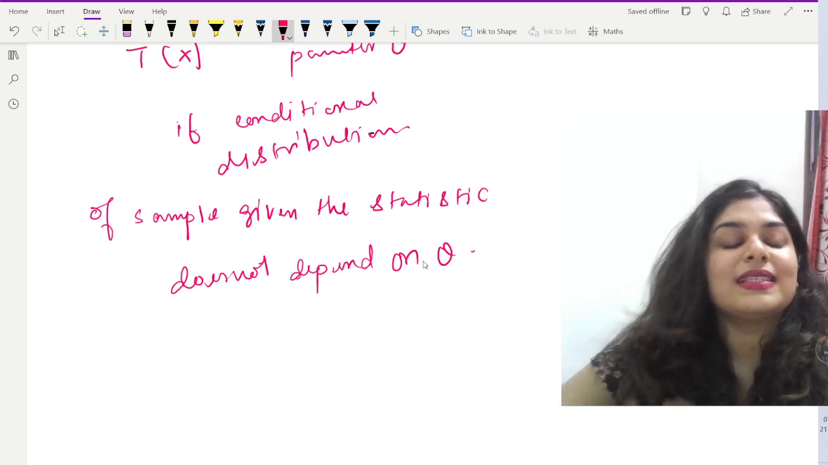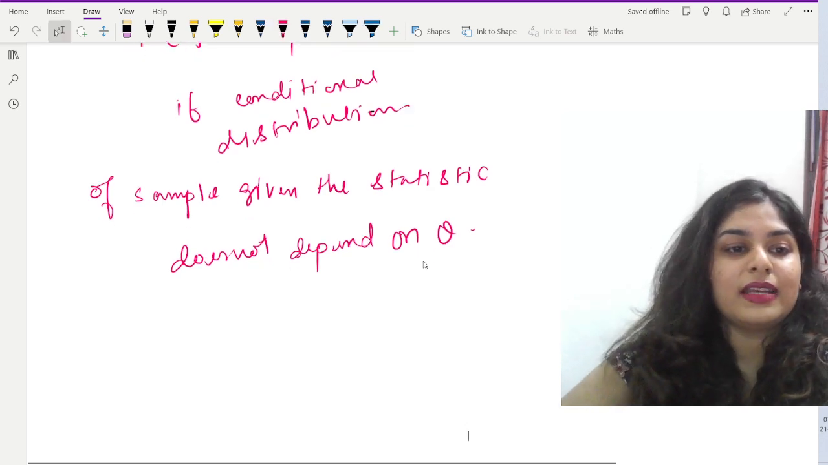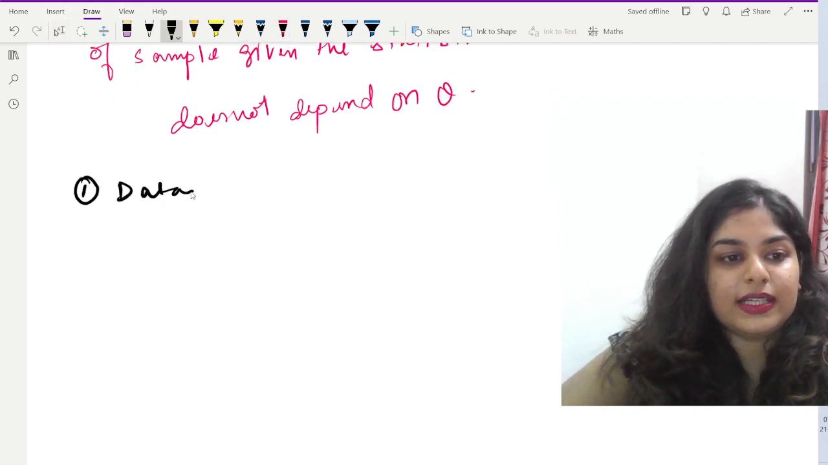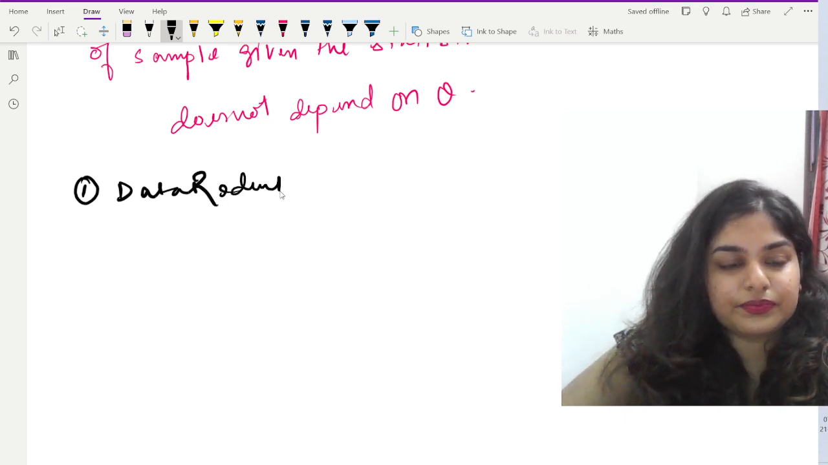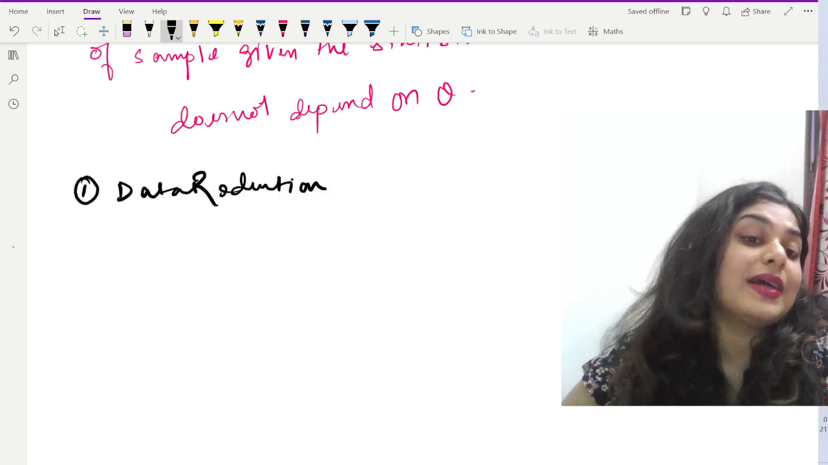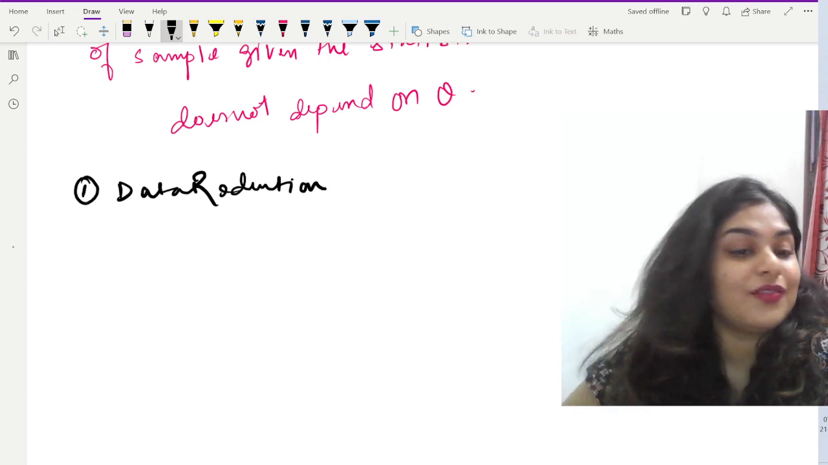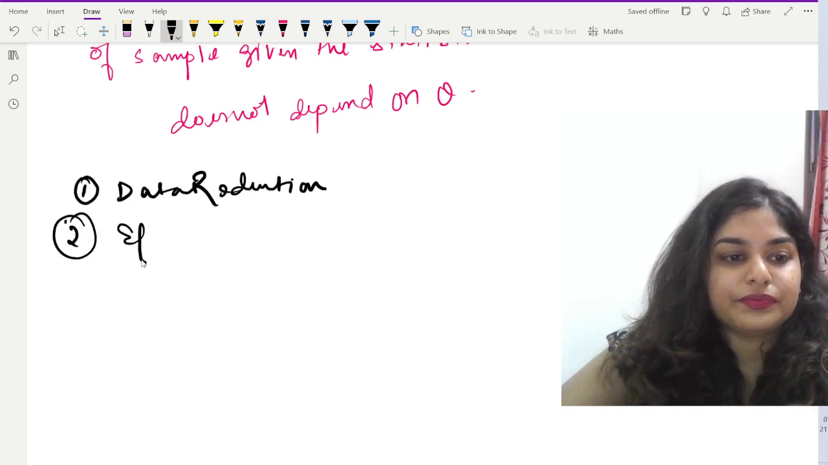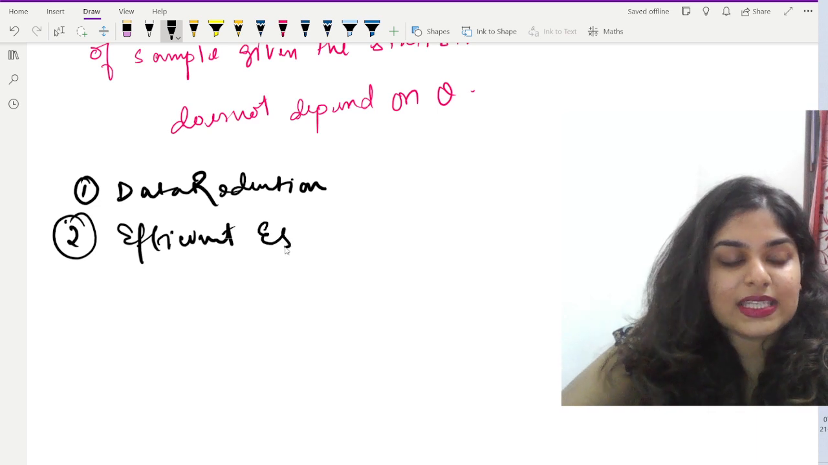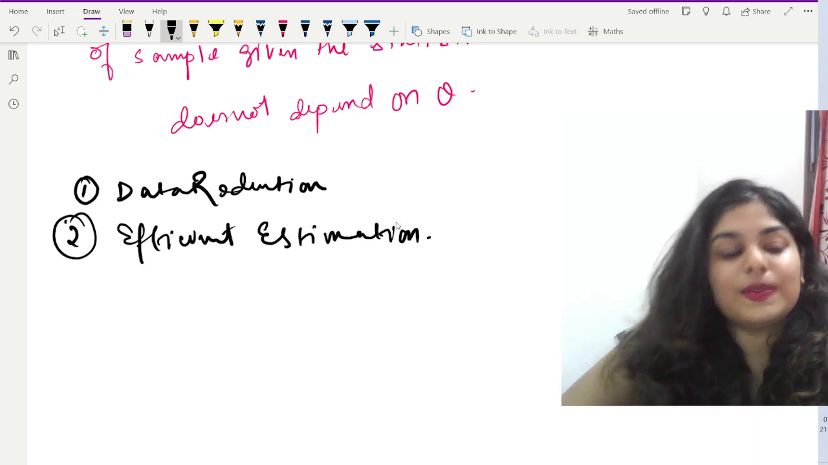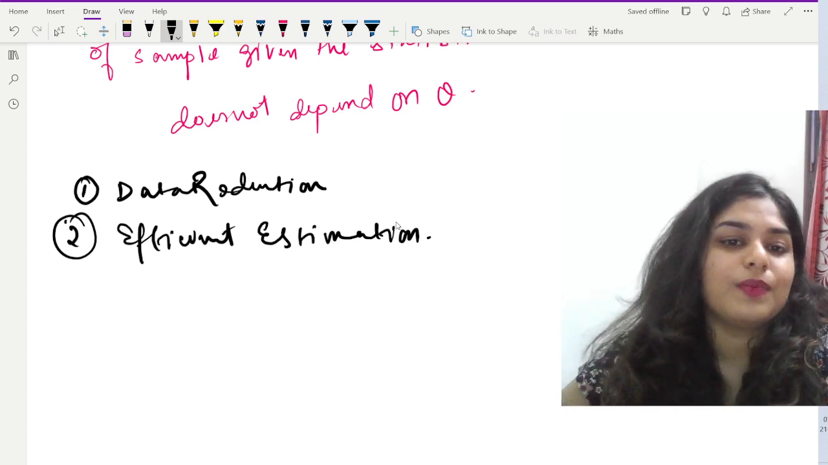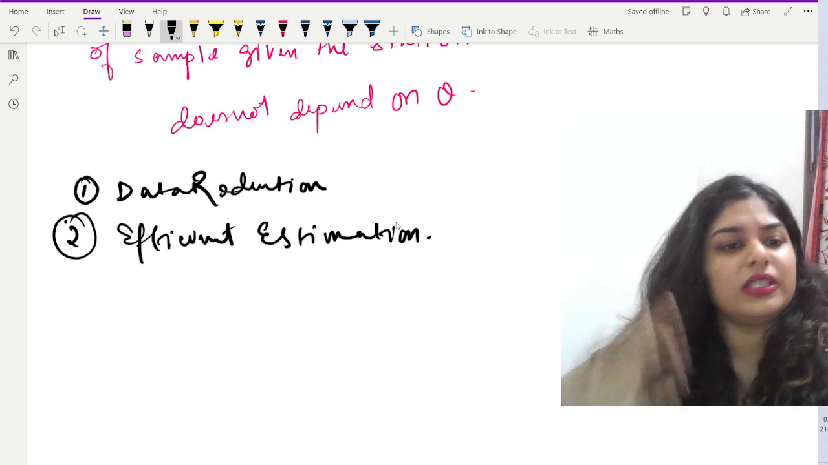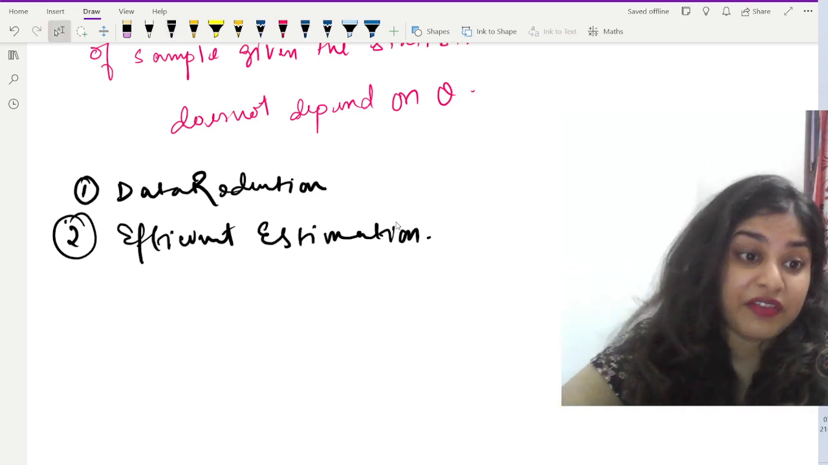Okay, so what is the significance, if we want to understand in short? The significance: first one is data reduction. That means we can summarize the data into a much smaller dimension without losing any information about the parameter of interest. And second one is efficient estimation. It means that sufficiency leads to more efficient estimation by providing a framework for constructing estimators that utilize only the relevant information in the data. So that's how we can get estimation which is efficient.